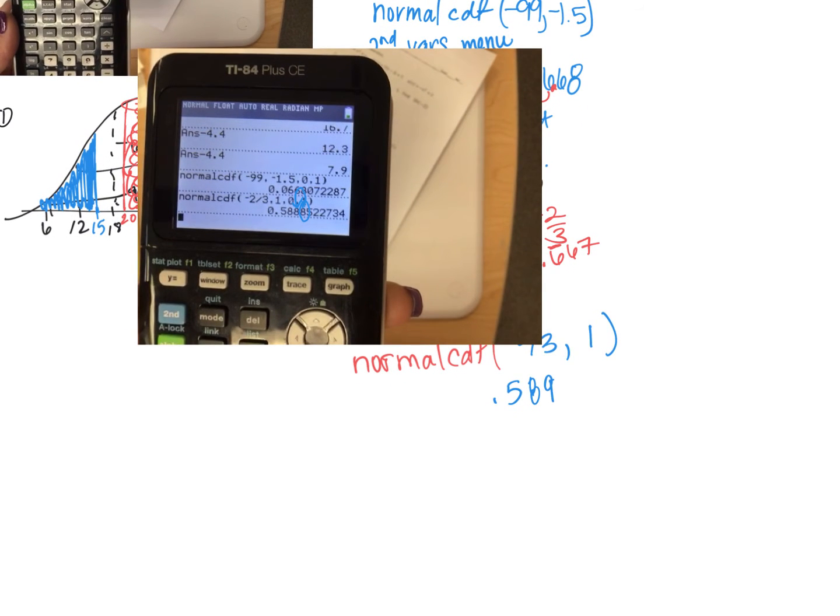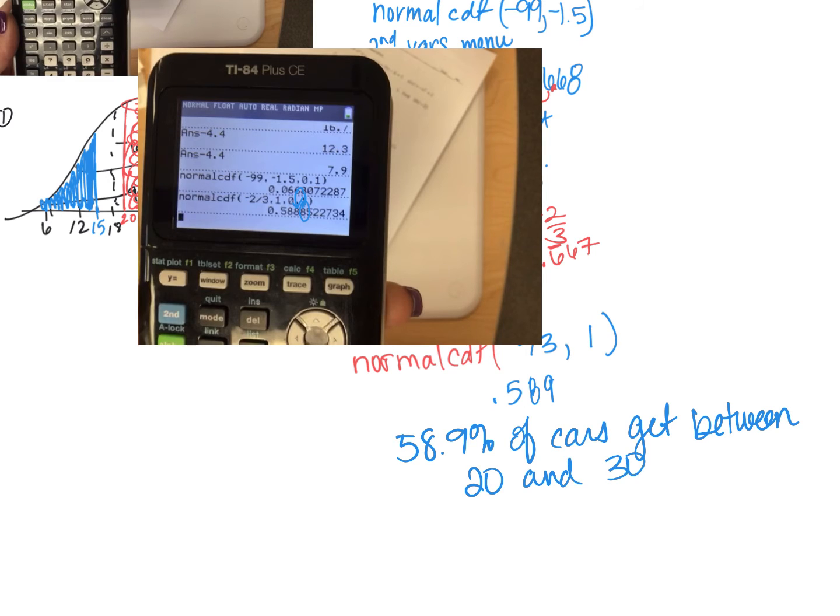That's for the 20, right? No, that's between 20 and 30. You can put the z-score for 20 in, and the z-score for 30 as your lower and your upper boundary. It's going to tell you between. Okay? So 58.9% of cars get between 20 and 30 miles per gallon.